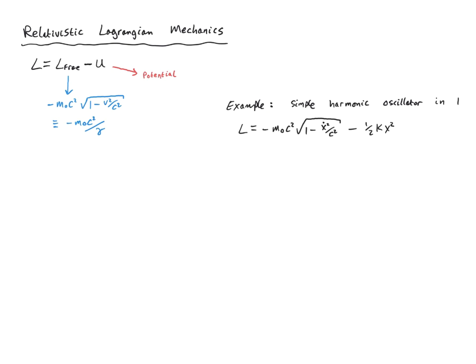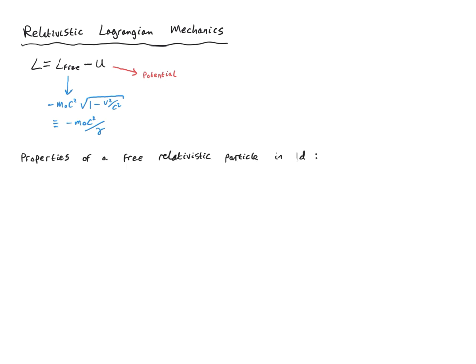This would correspond, for example, to a mass on the end of a spring, but now we're considering it moving at relativistic velocities. Let's now consider in particular some of the properties of a free relativistic particle in 1D. This is the simplest case we can consider, and we'll build up the complexity shortly. The Lagrangian is of course then just the free Lagrangian in one dimension, which is given by minus m0 c squared multiplied by the square root of 1 minus x dot squared over c squared. x dot here is the regular velocity in coordinate time. It means dx by dt.